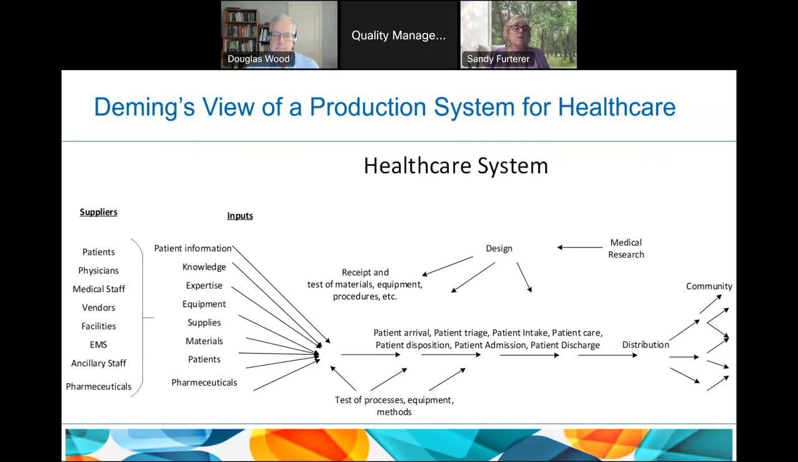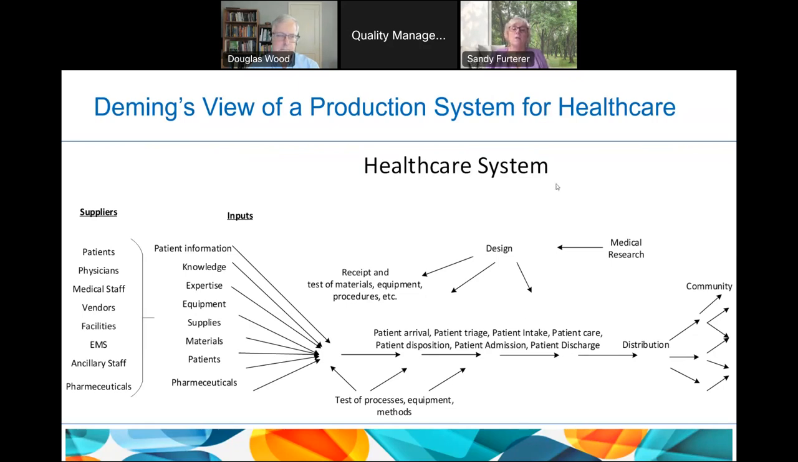And then all of these come together into our healthcare system, and we have lots of different processes. So in the case of the emergency department, patients are arriving, they're being triaged. There's intake for the patients, there's care for the patients, they get disposed, they get admitted, they get discharged. There's a whole lot of testing. And we also test these processes, the equipment, the methods. And then the patients hopefully go back out to the community.